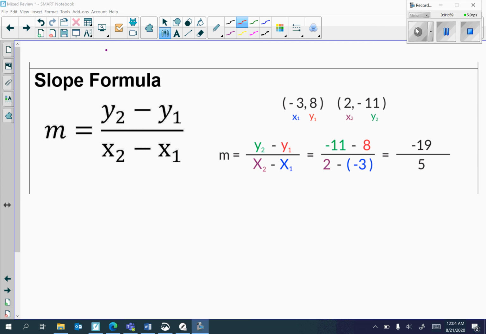Next, we have the slope formula. The slope formula is m is equal to y2 minus y1 over x2 minus x1. Remember, when we're discussing slope, it's the rise over run.